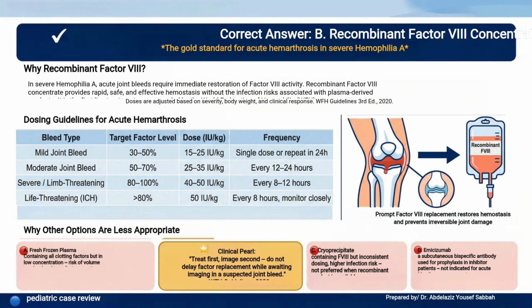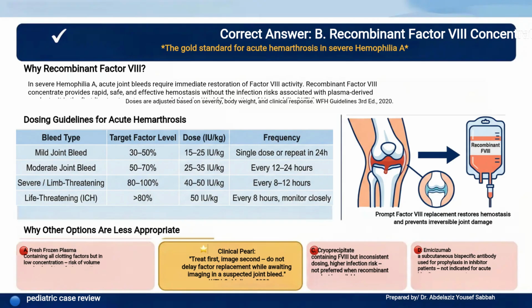In severe hemophilia A, acute joint bleeds require immediate restoration of factor VIII activity. Recombinant factor VIII concentrate provides rapid, safe, and effective hemostasis without the infection risks associated with plasma-derived products. It is the first-line treatment recommended by the World Federation of Hemophilia.